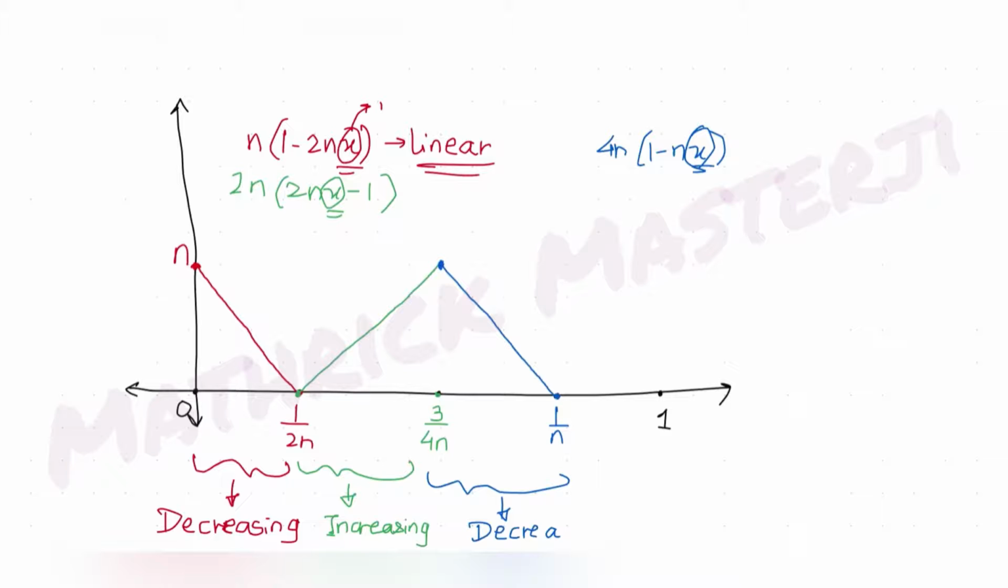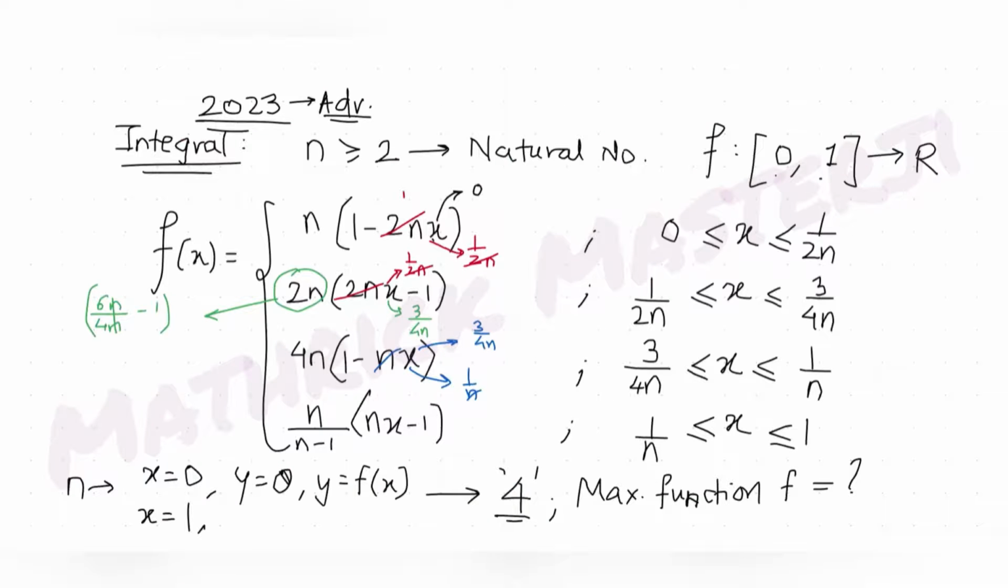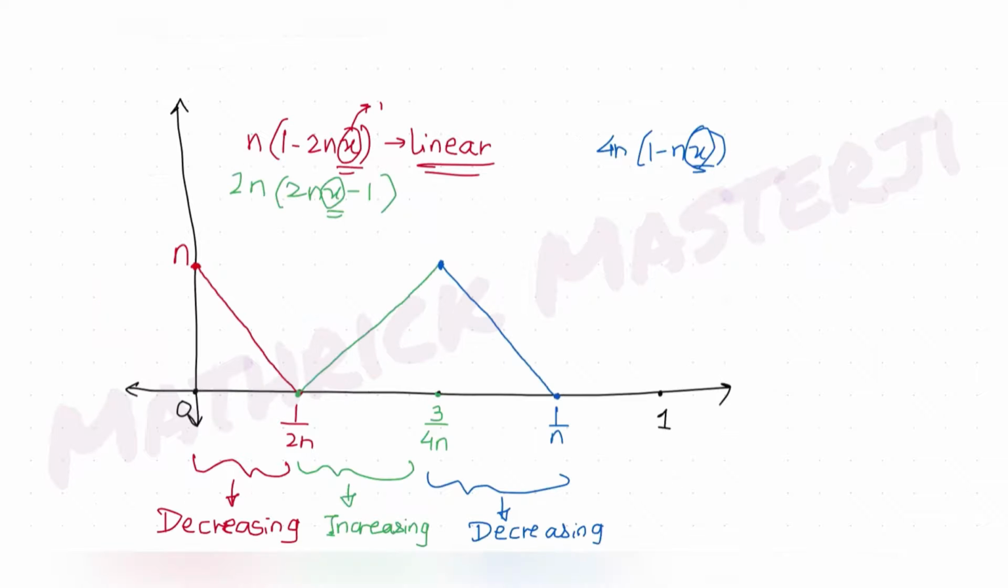And for the last interval, if I put 1 over n, the lower limit, the n and n get cancelled. So you are left with 1 minus 1, which is 0. Multiplied with anything, it will still turn 0. So for the last interval and the lower limit of 1 over n, I get this is still 0.